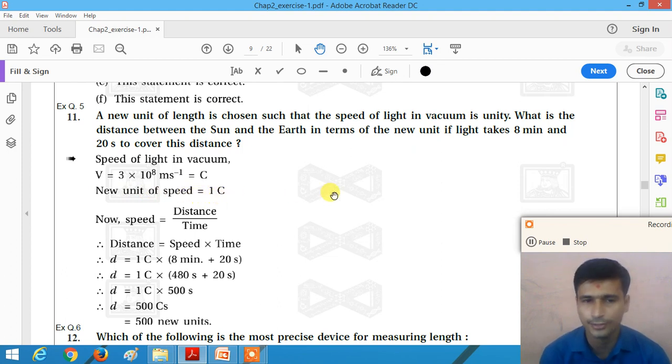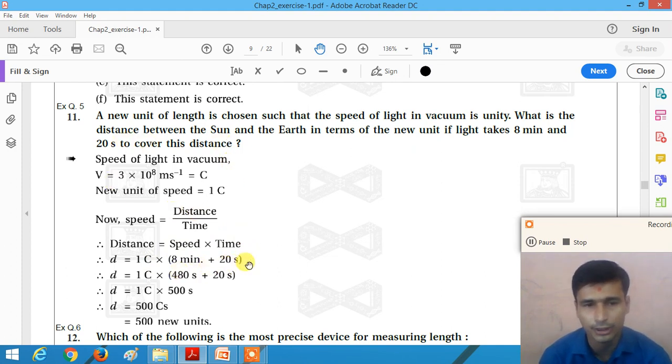Now what is the formula of the speed? Speed is equal to distance divided by time. So from that we need to calculate the distance between the sun and earth in terms of the new unit, if the light takes 8 minutes and 20 seconds to cover this distance, right? So distance is equal to speed into time. Speed 1c into time 8 minutes and 20 seconds.